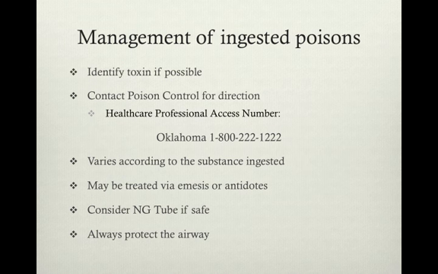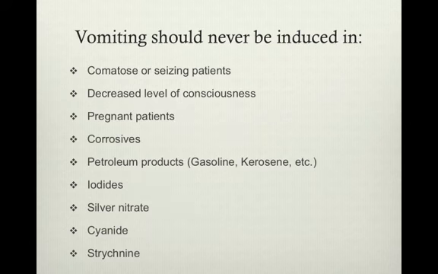Management of ingested poisons. Identify the toxin if possible. Contact poison control for direction. Healthcare professional access number in Oklahoma is going to be 1-800-222-1222. And this will vary according to the substance ingested. May be treated via emesis or antidotes if you have them on the truck. Consider an NG tube if they're safe, and poison control should be able to help you with that. And always protect the airway of ingested poisons.